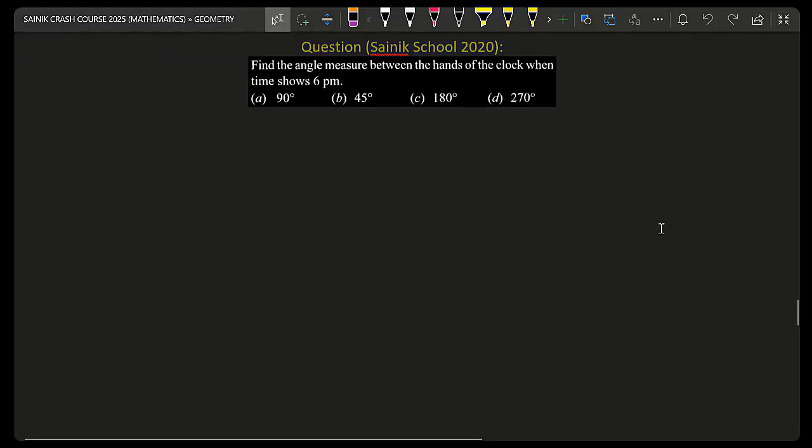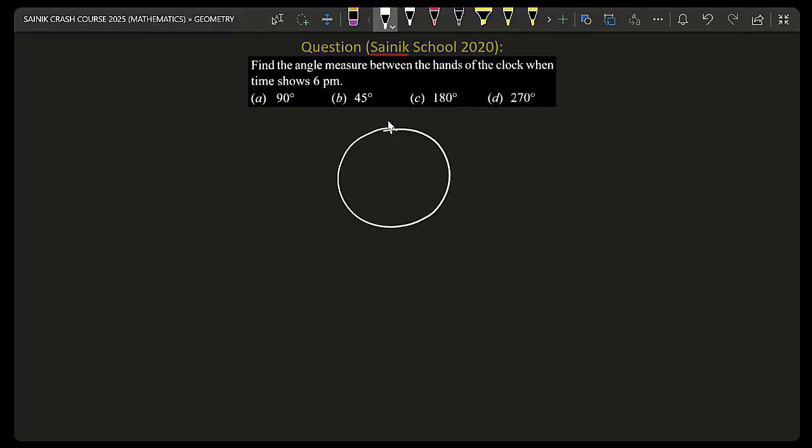Mayuk, read the question again. Find the angle measure between the hands of the clock when the time shows 6 p.m. What is the answer?